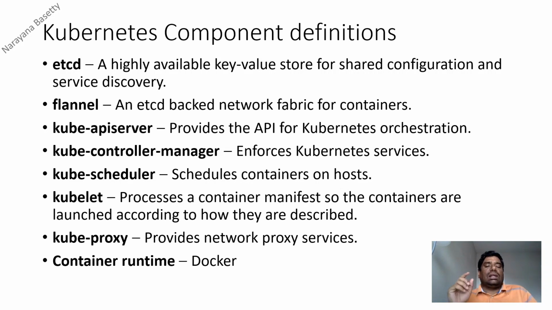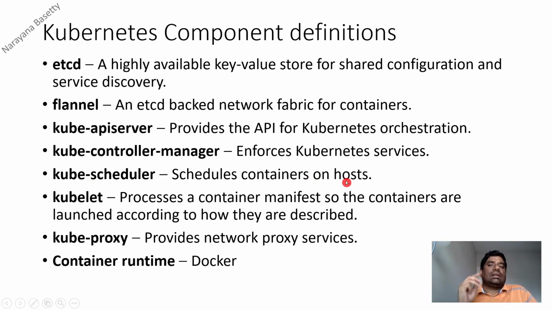So if you want to run any container, you need a network so that you can expose that service outside of your container, right? So you need a networking component. That is what is being provided by the Flannel service. And kube API server provides the API for Kubernetes orchestration. The entire flow orchestration will be managed. Kube controller manager enforces Kubernetes services, what service can be used, and kube scheduler schedules containers on the host.